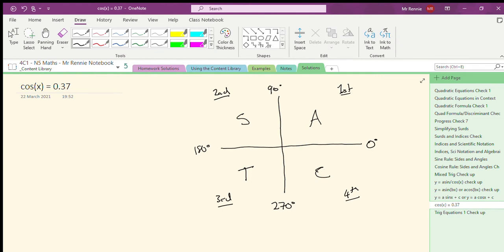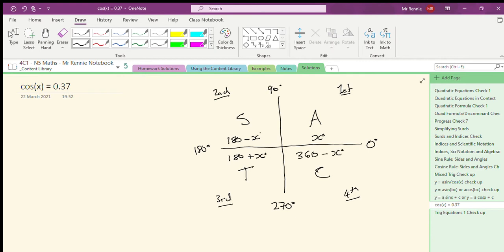The other thing I need to remember is to write down my rules. The rule is to find the value of x in the first quadrant. That's my x. Once I've found my value of x in the first quadrant, if I'm dealing in the second quadrant, it's 180 minus x, in the third quadrant tan is 180 plus x, and 360 minus x for the last quadrant.